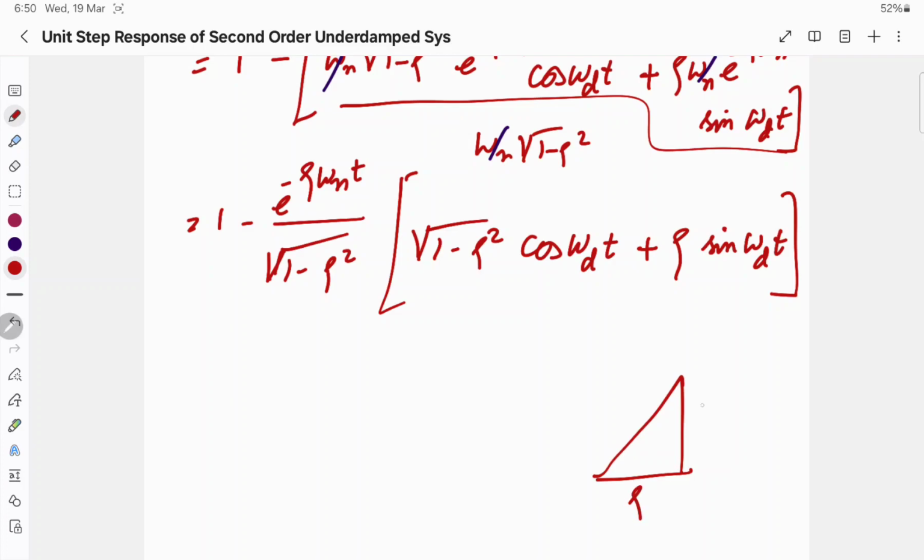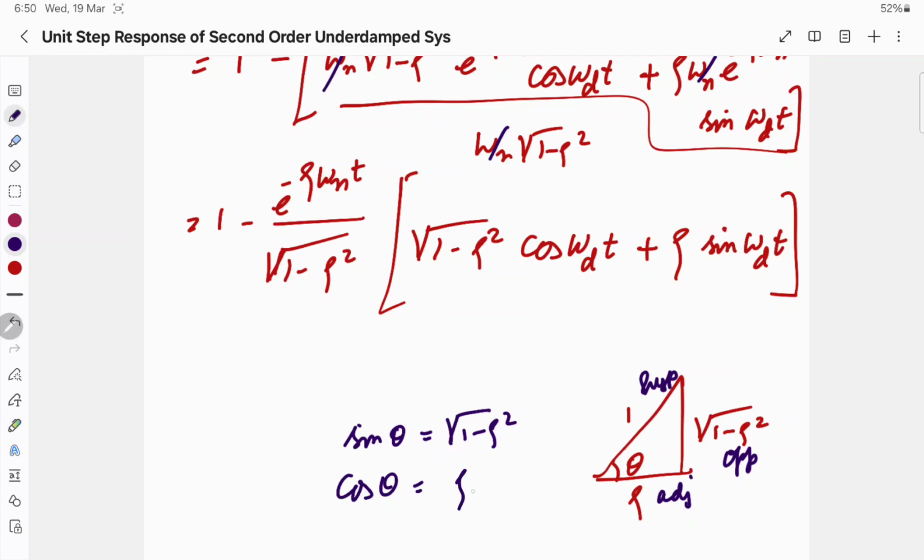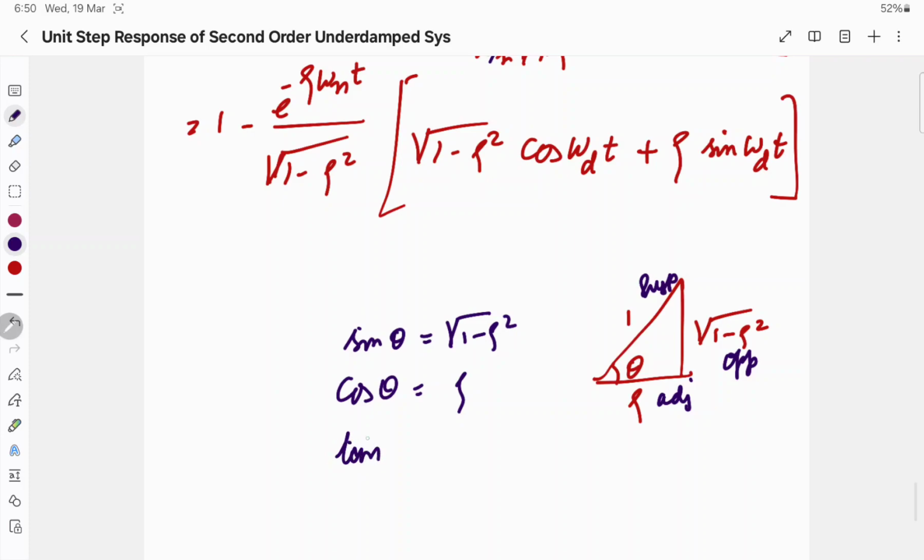If this is zeta, this is square root of 1 minus zeta square, this is theta, the hypotenuse is going to be 1. Okay, what is sin theta? From this we can clearly see the sin theta is going to be opposite side, opposite by hypotenuse, so square root of 1 minus zeta square. What is cos theta? Adjacent by hypotenuse, zeta. What is tan theta? Opposite side by adjacent side, square root of 1 minus zeta square by zeta.